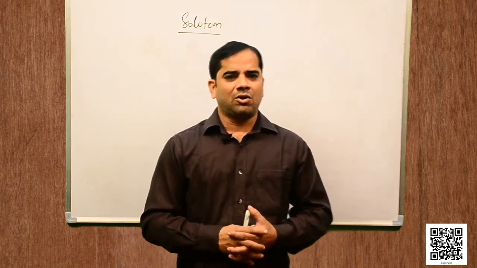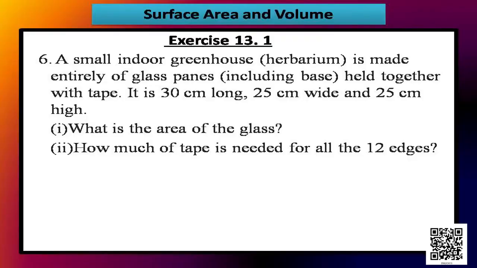Students, let us now solve question number 6. A small indoor greenhouse is made entirely of glass panes, including the base, held together with tape. It is 30 centimeter long, 25 centimeter wide and 25 centimeter high. It asks what is the area of the glass and how much tape is needed for all the 12 edges. Okay. So let us now discuss the solution.